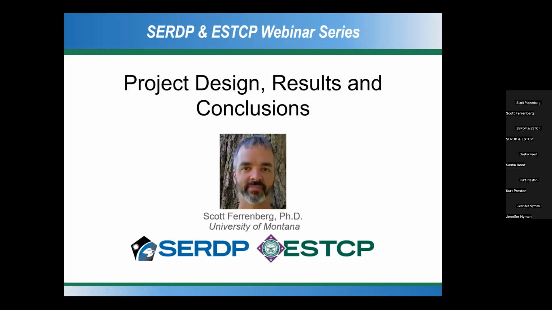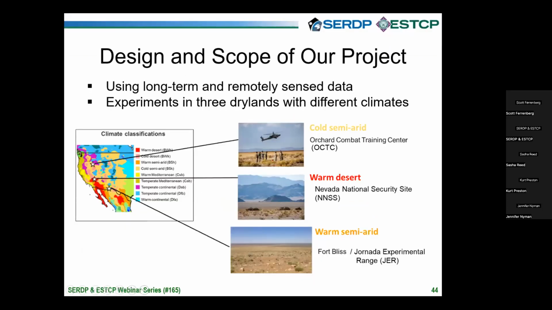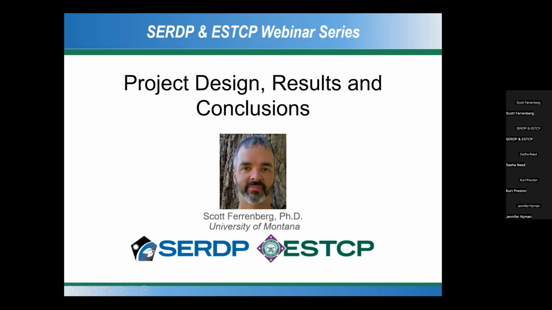Wonderful. So now we'll move to our second speaker, Dr. Scott Fahrenberg, an ecologist at the University of Montana in Missoula. Scott focuses on understanding how rapidly changing environments affect the composition and dynamics of native plant and animal communities. Much of his research also centers on water-limited ecosystems in the Western United States.